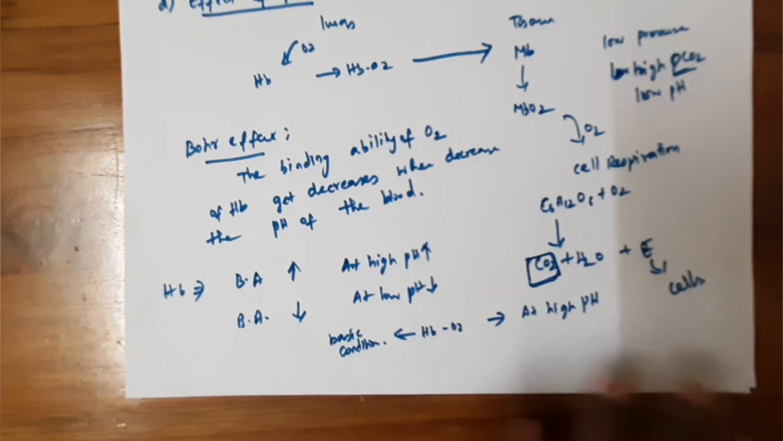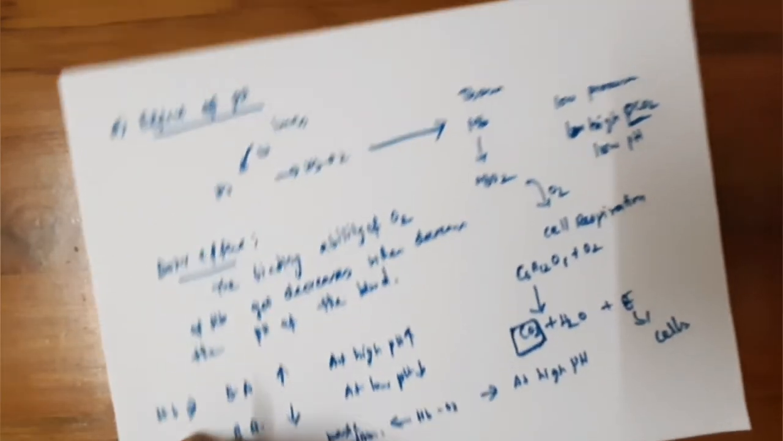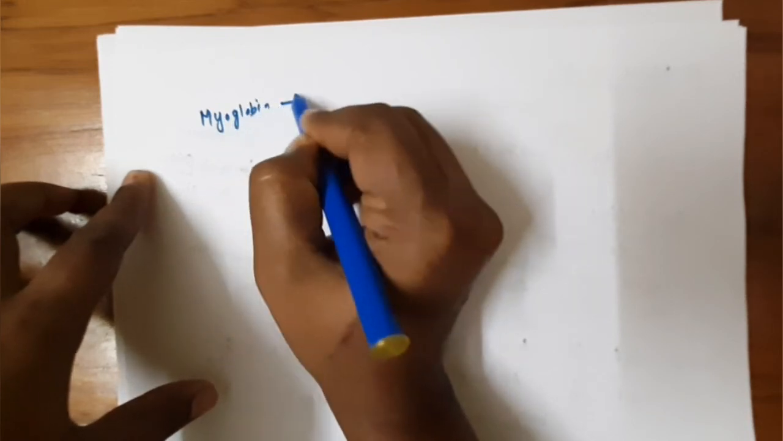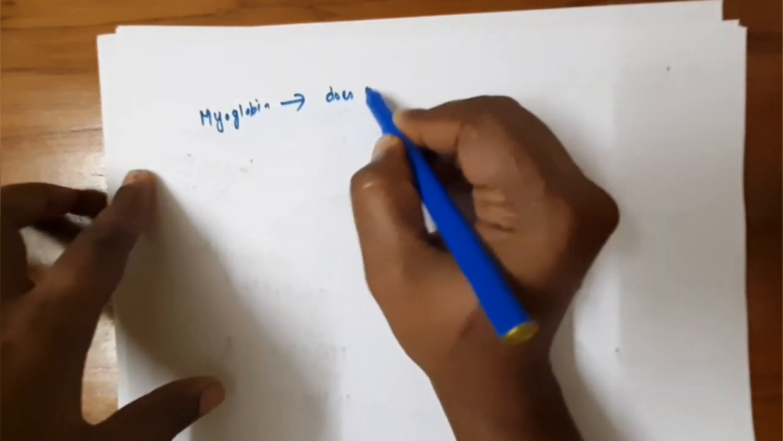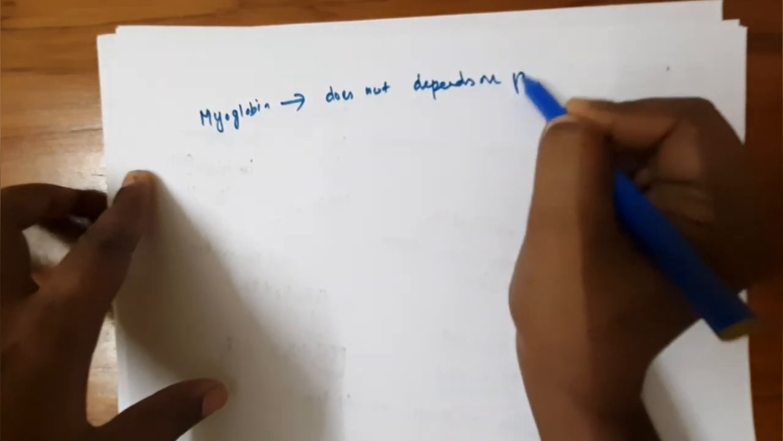And this is about hemoglobin and myoglobin. You see both effects are only in the hemoglobin. The myoglobin does not depend on pH.